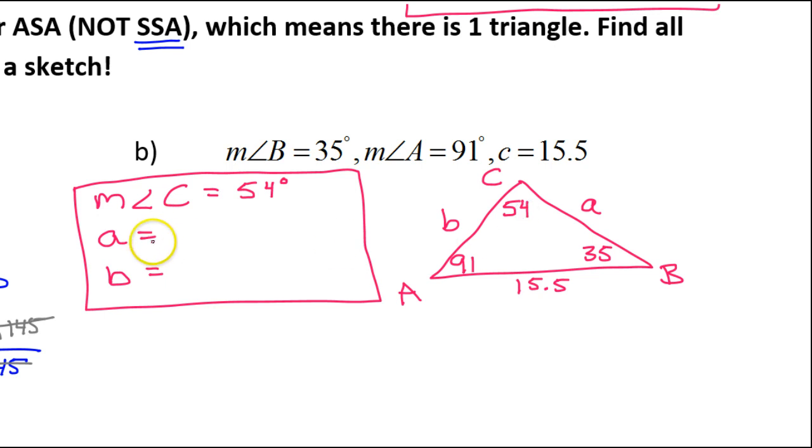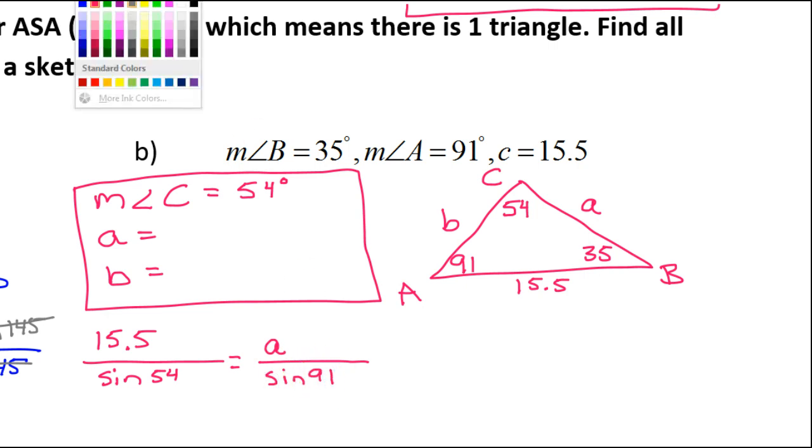All right, now let's go for side A. So I've got this angle and the opposite side. So I'm going to do the law of sines now. Because I'm looking for a side, I'm going to put sides in the top. So that's why I'm going to do 15.5 over the sine of 54. And that's going to equal side A over the sine of 91.